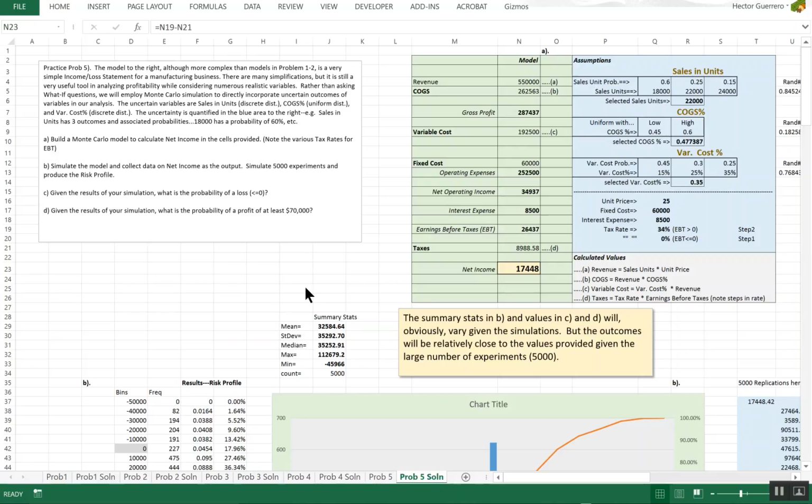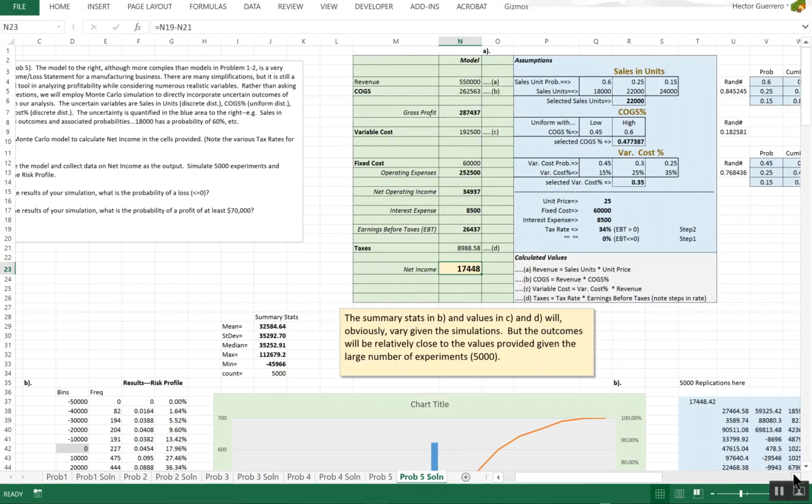I've decided that we're going to have 3 uncertain elements in this simulation: sales in units, cost of goods sold percentage, and variable cost percentage. Here's the probability distribution for sales in units. There's a 60% chance of 18,000, 25% chance of 22,000, and a 15% chance of 24,000. And this is in a horizontal format, unlike what we've seen before.